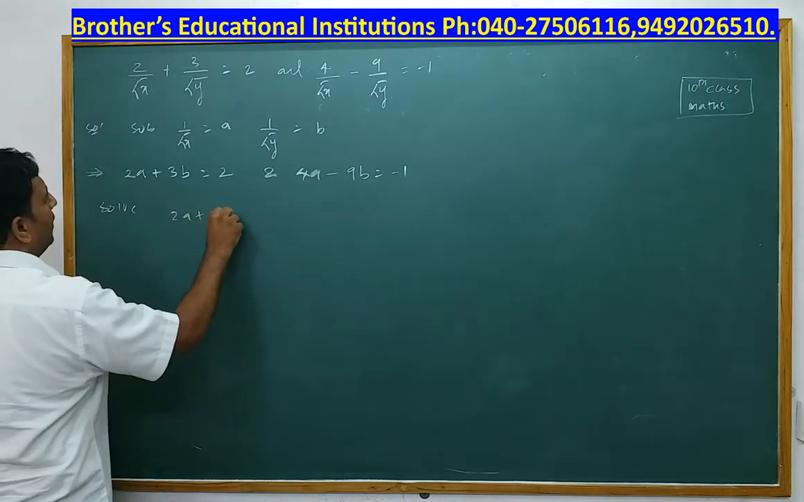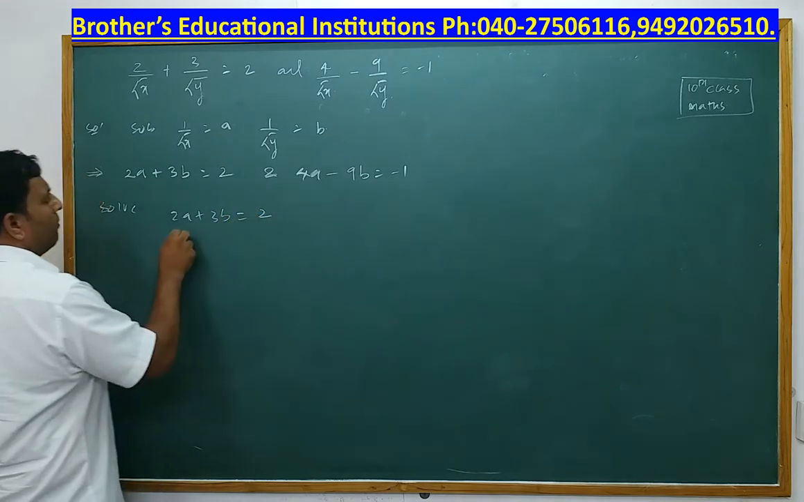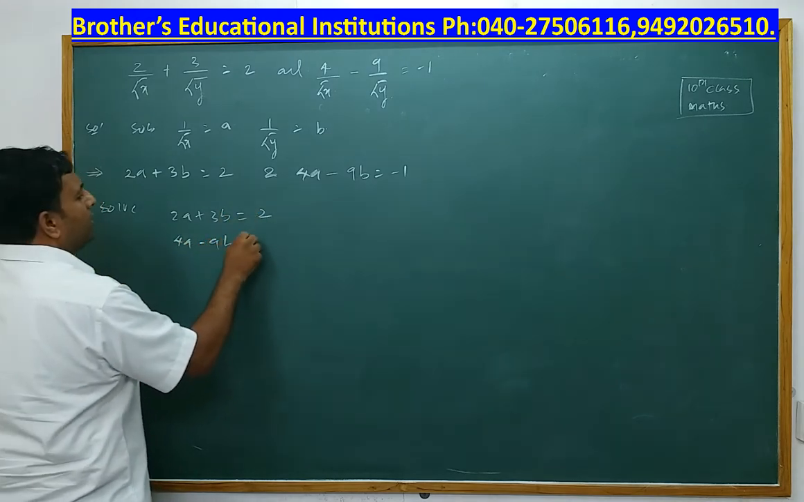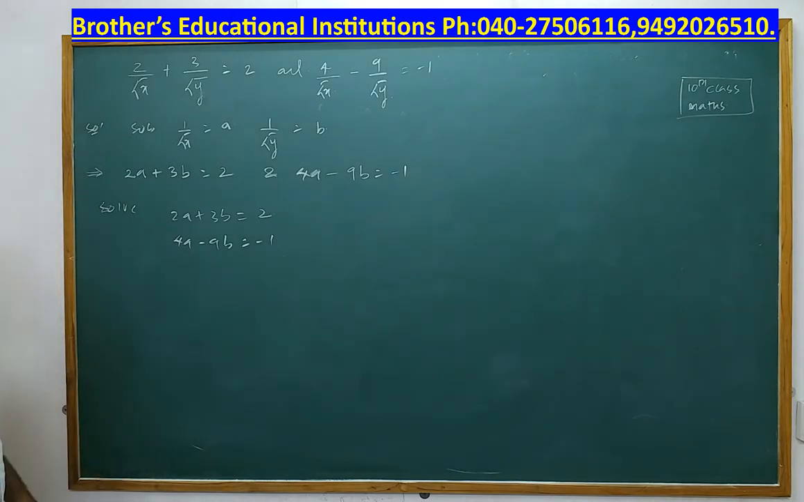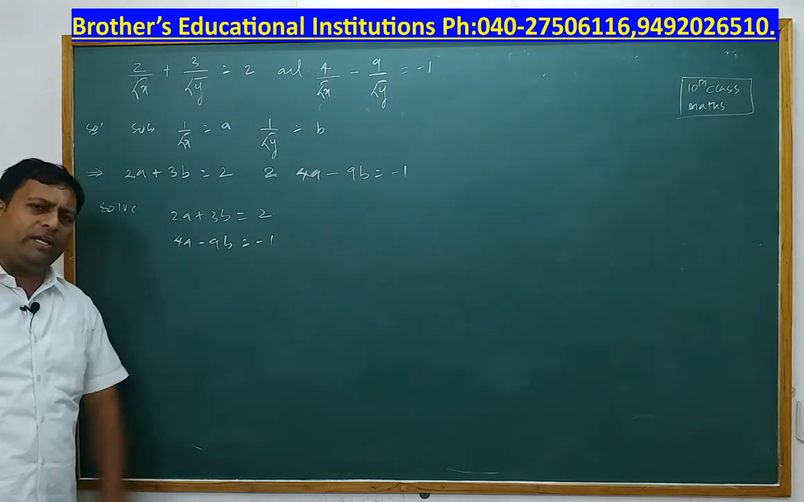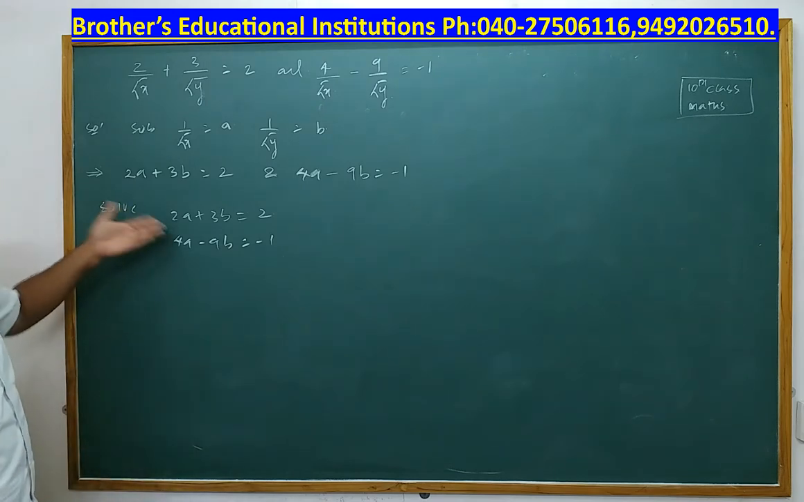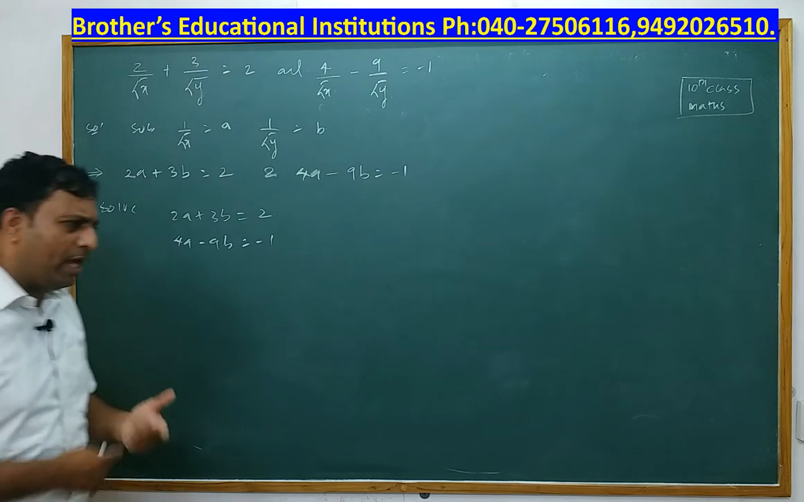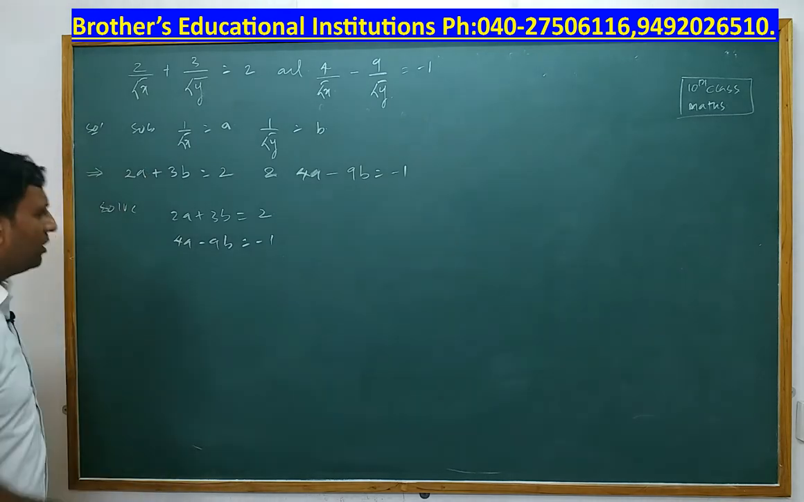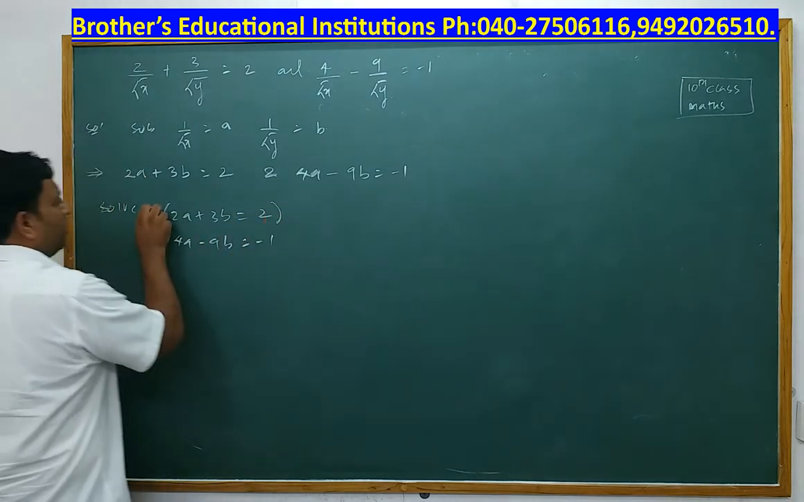2a plus 3b is equal to 2. 4a minus 9b is equal to minus 1. Now how do I solve? By the elimination method. What do you want to eliminate? I want to eliminate a. In order to eliminate a, I have to balance a. In order to balance a, you have 4 here. With what will you multiply to get 4? 2 2s are 4. So obviously I multiply the first equation with 2.